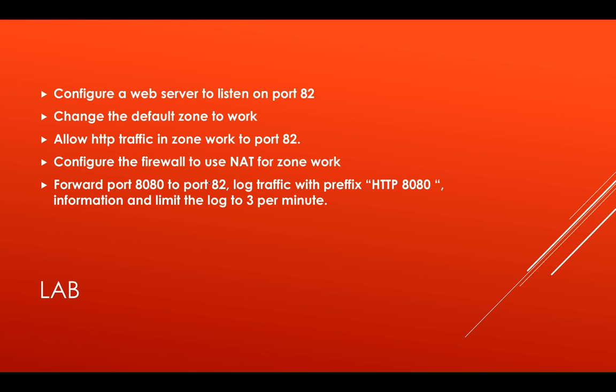And then I want you to change the default zone to work. And then I want you to allow traffic in zone work to port 82. And then configure the firewall to use network address translation for zone work, which is masquerading. And then forward port 8080 to port 82, and then log the traffic with a prefix HTTP 8080. And then make it information level and limit it to 3 per minute.